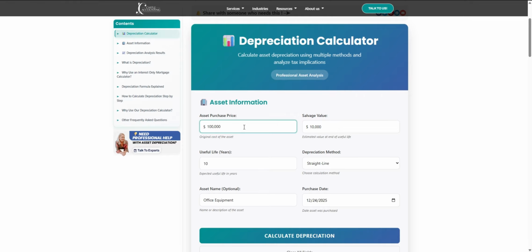Asset purchase price. This is how much you paid for the asset. Salvage value. This is the estimated value of the asset at the end of its useful life. Useful life. This is how long the asset is expected to be used for business. Depreciation method. You can select straight line, double declining balance, or sum of years digits. Each method impacts your deductions differently. Purchase date. This helps with accurate first-year calculations. Now let's hit Calculate Depreciation.